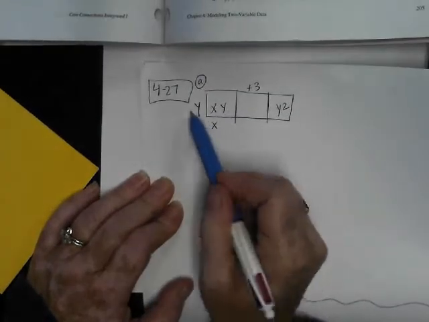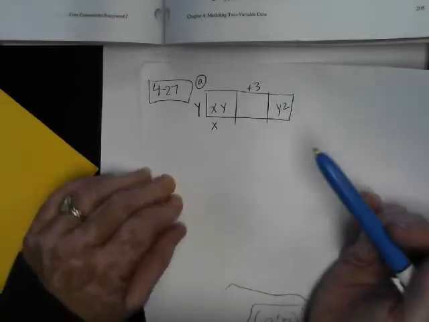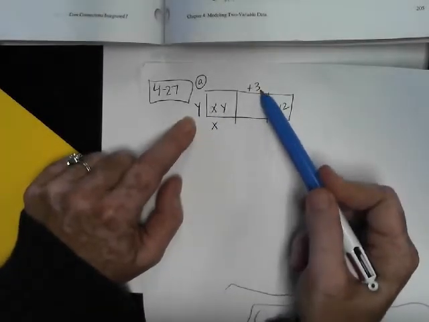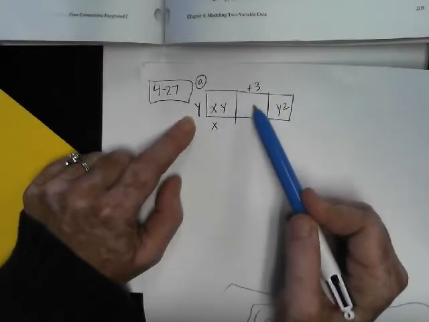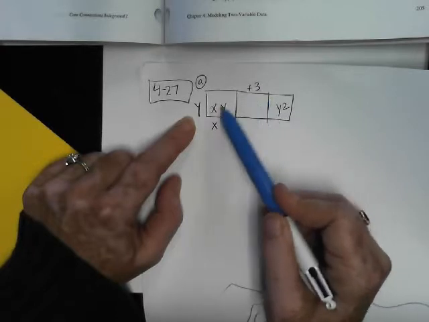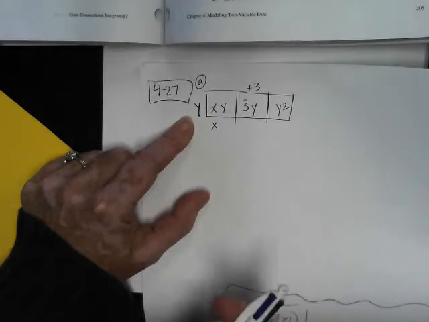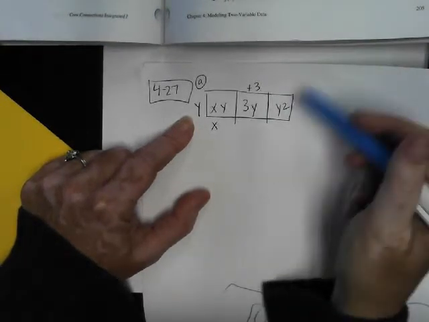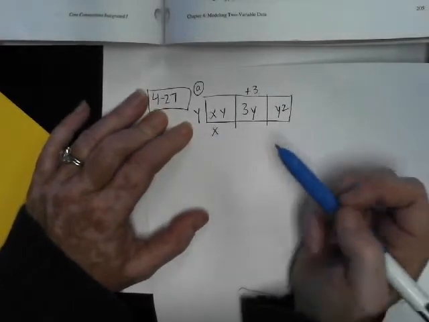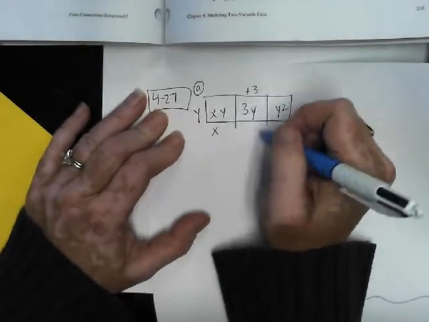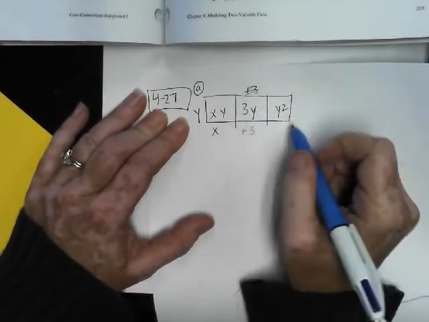Because length times width is area. Now, this is a 3 right here, and this is a y right here. And so length times width has to equal what goes inside. So I think 3 times y has to go inside here. And then that's y squared. Now, I'm just going to do A, not B, because the next class needs to come in here. So I'm going to bring this 3 down here, just for fun. And then this must have been y times y.